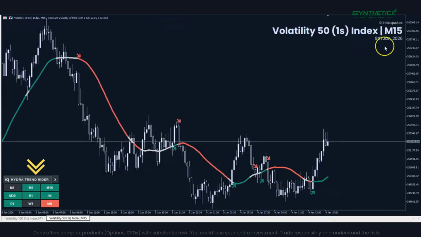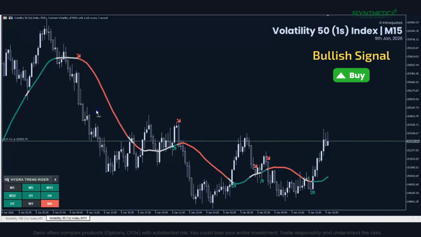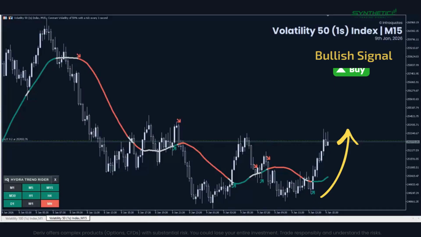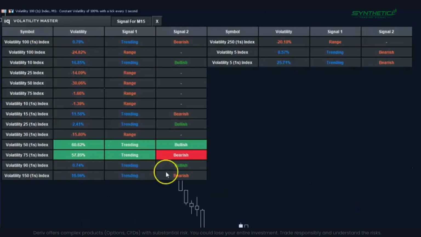Since the lower time frames are bullish and the 15-minute chart also confirms a bullish signal, I will now place a buy trade using the minimum permitted lot size. I can clearly see the market forming a series of higher highs, confirming the trend. Next up, Volatility 75 1S. This is showing a bearish signal.